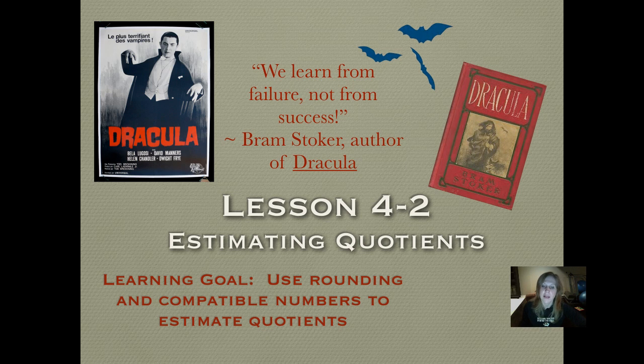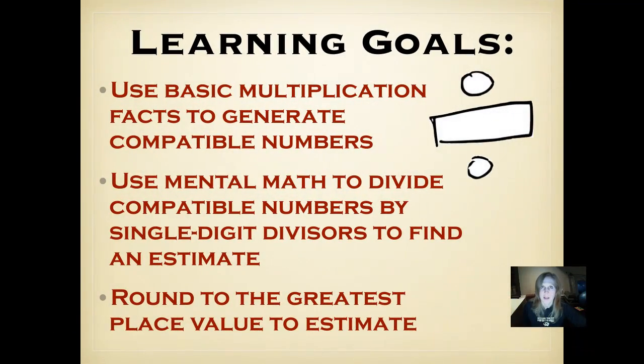Our learning goal today is to use rounding and compatible numbers to estimate quotients. We have done that with products. We're just using them now to estimate quotients. Here are our individual lesson learning goals. We're going to use basic multiplication facts to generate compatible numbers. You've done that. You're also going to use mental math to divide compatible numbers by single-digit divisors to find an estimate. And then we're going to round to the greatest place value to estimate.